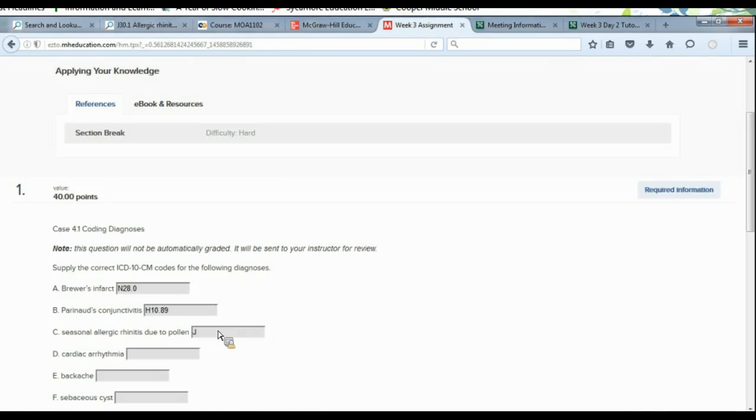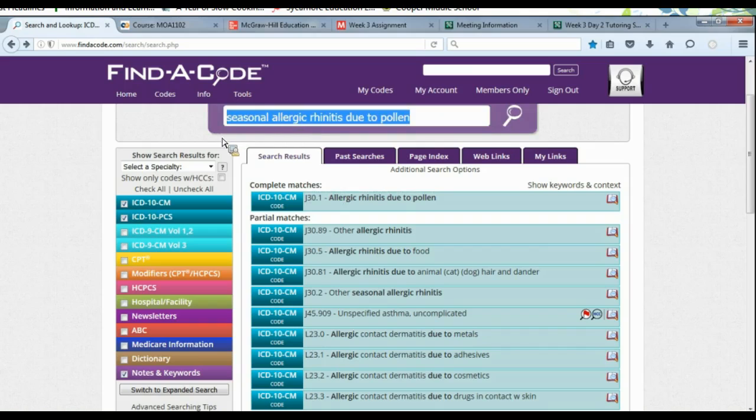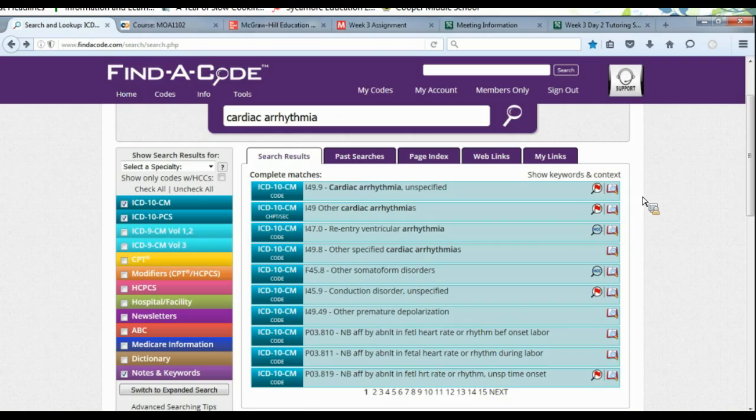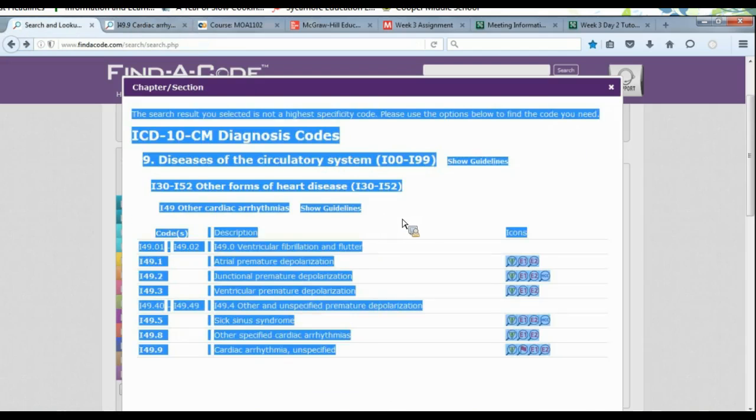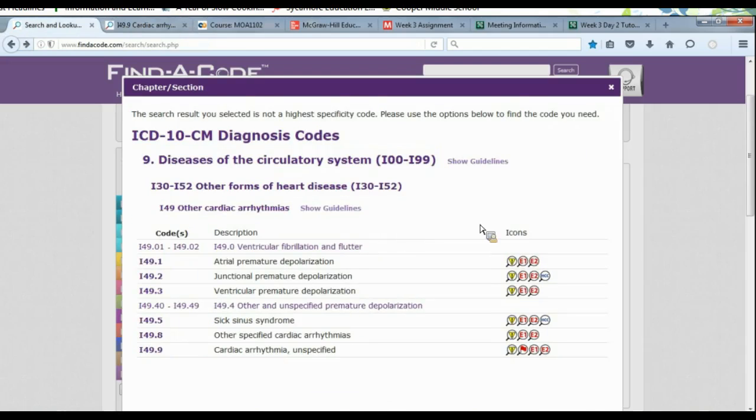Next, we have cardiac arrhythmia, letter D. Let's undo that one here. So we have cardiac arrhythmia. Let's click on the first one. First match, it says cardiac arrhythmia unspecified. Arrhythmia, cardiac, and otherwise specified. This is our correct code because it just says cardiac arrhythmia. It doesn't specify other cardiac arrhythmias, and it again has different options for you to select. However, it doesn't specify what type of cardiac arrhythmia, so therefore it's unspecified.